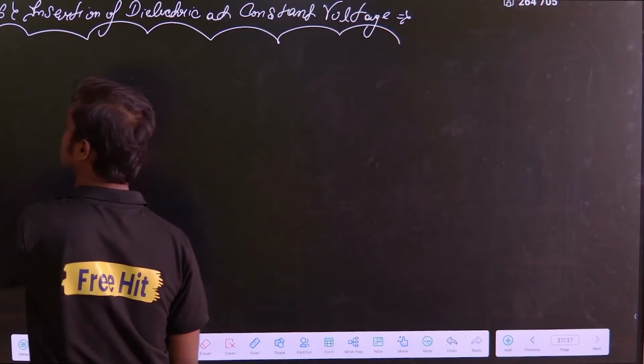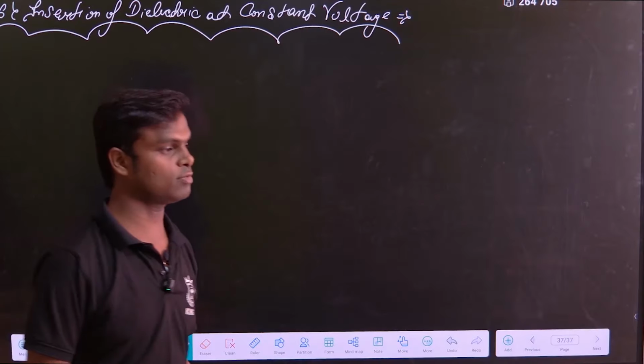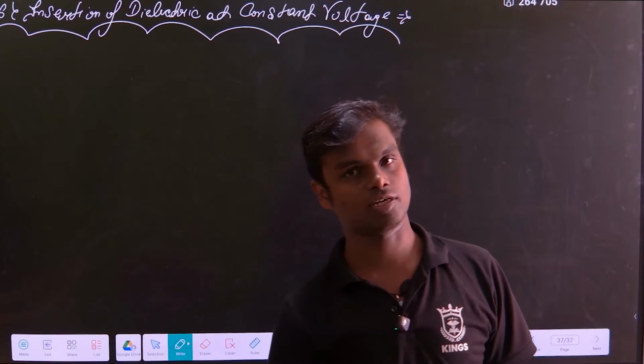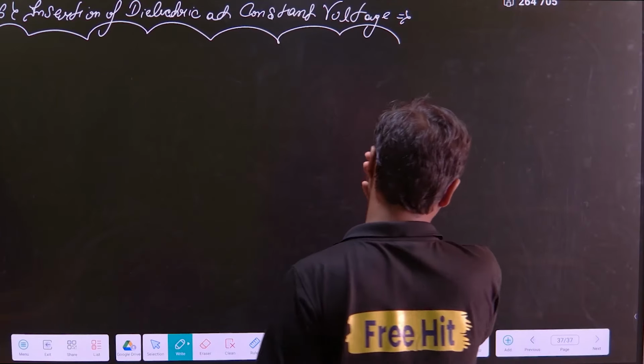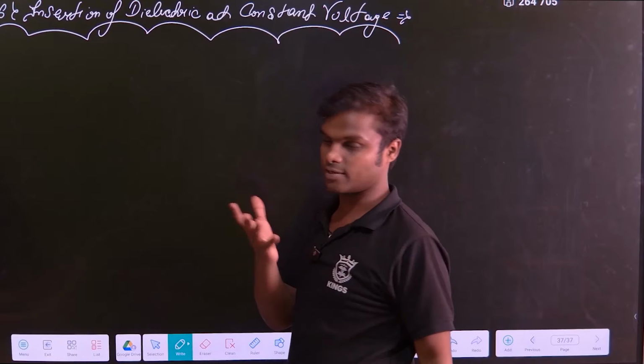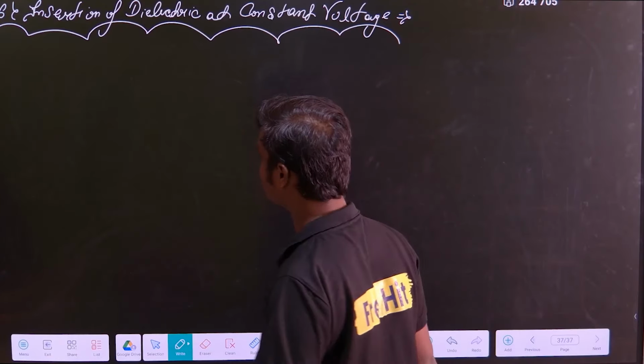See, charge can be constant because charge is neither created nor destroyed. It remains the same for an isolated system. But how will you keep the potential constant? That is my question. How will you do that? Basically, what we are going to do.